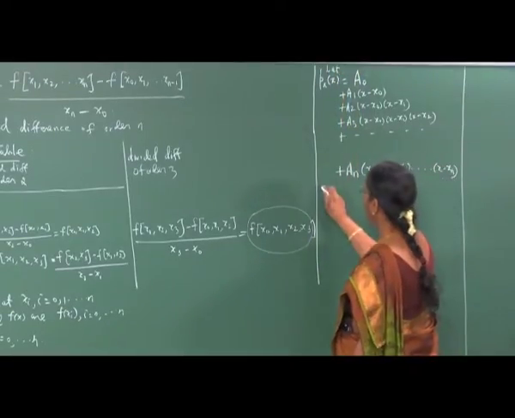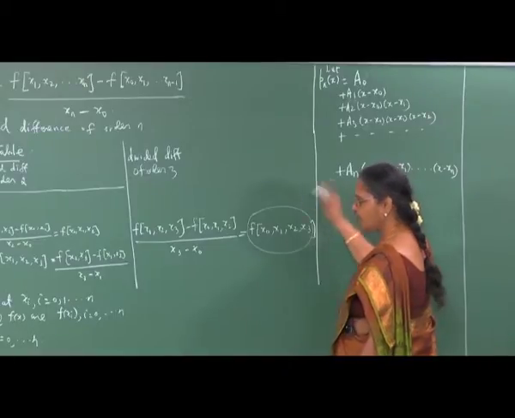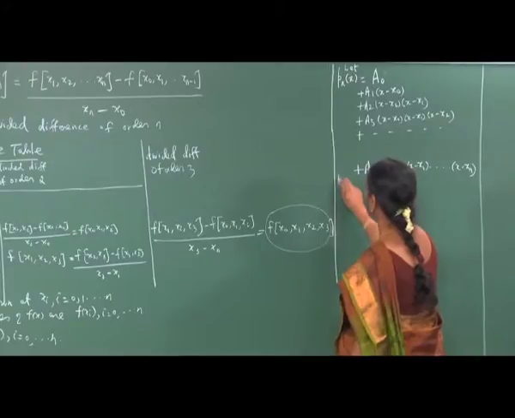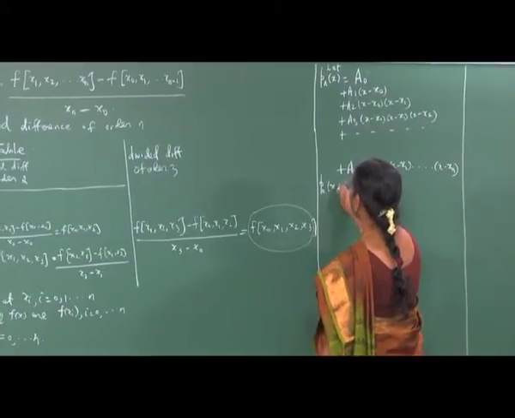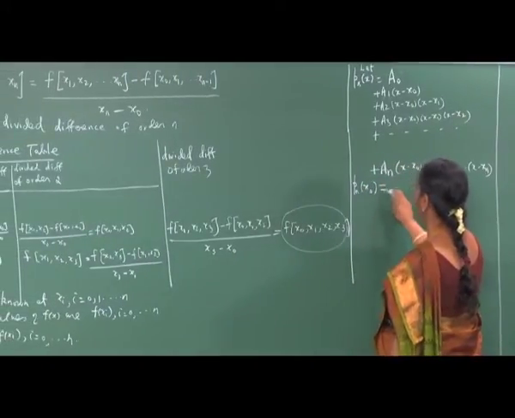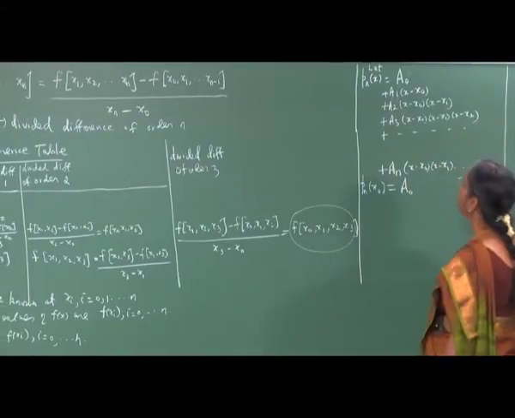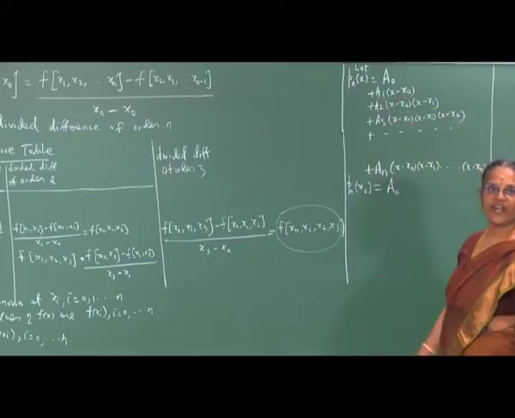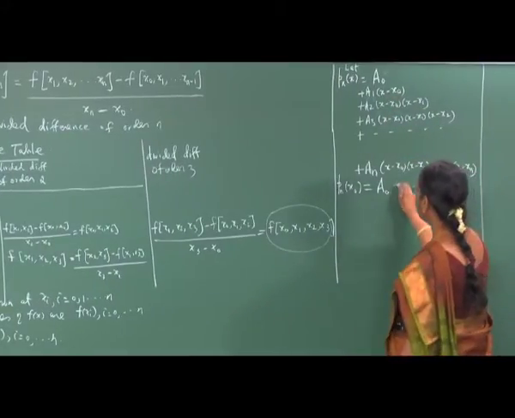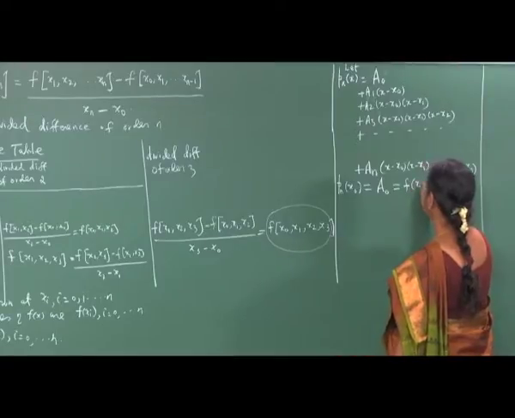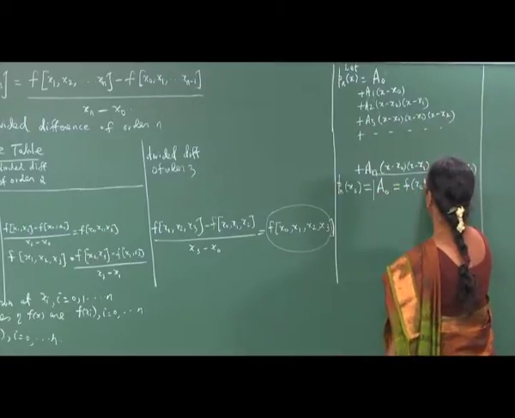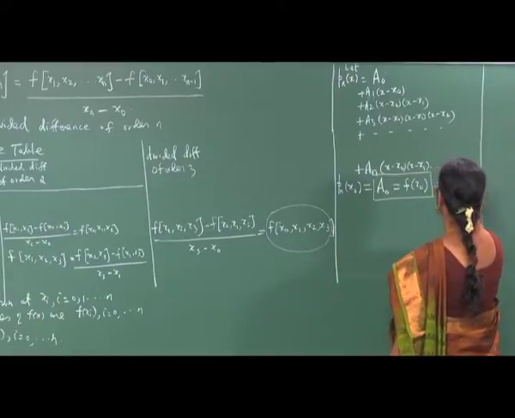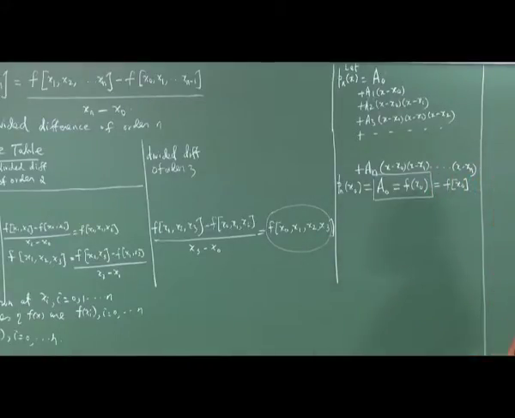So, what do we want? We want Pn to satisfy the condition Pn of xi is f of xi. So, let us find out what this condition yields. So, what is Pn of x naught? It is simply a naught, because all these terms have x minus x naught as a factor in them. So, what is a naught? Pn of x naught must be f of x naught. So, a naught is obtained. But what is this? This is the 0th order divided difference f of x naught.